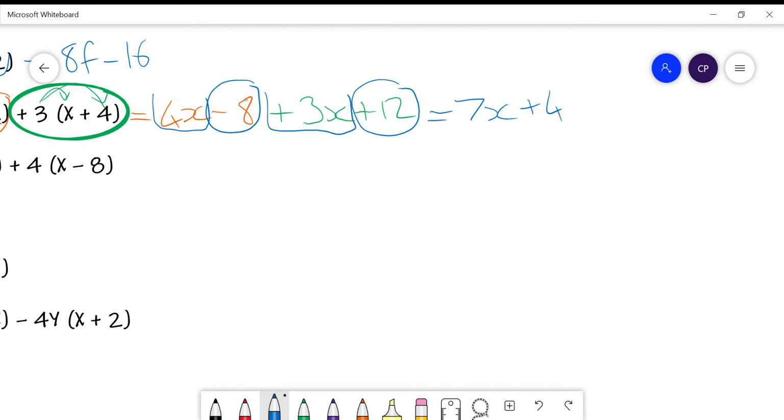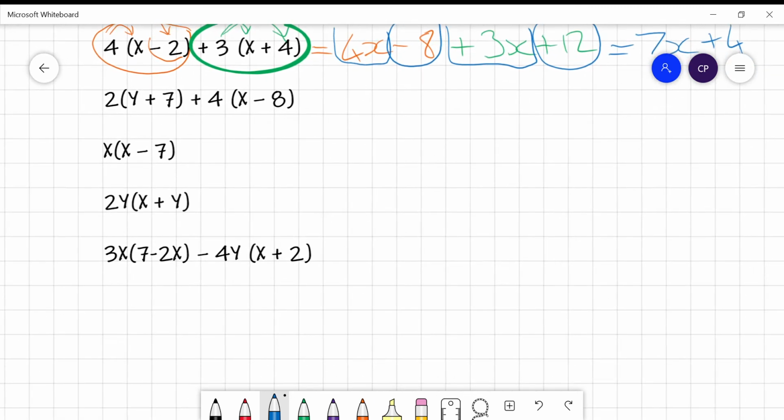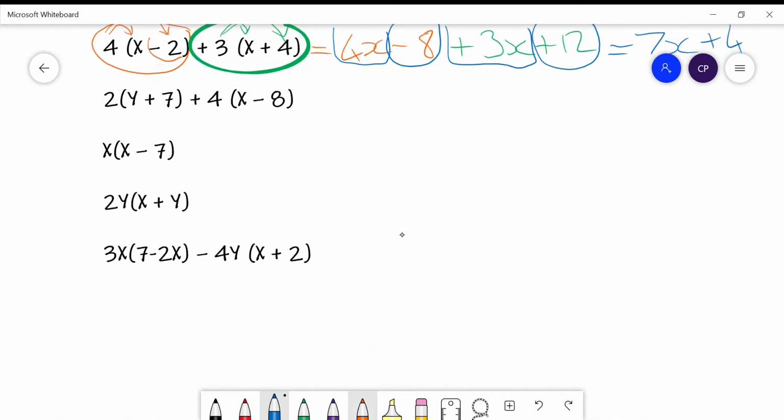So once you've expanded the brackets, you look for anything that you can bring together. And we'll try another example like that. So let's deal with one bracket at a time. So we've got 2 times y and 2 times 7. So 2 times y is 2y. 2 times 7, it's a positive 7, is positive 14 or plus 14.